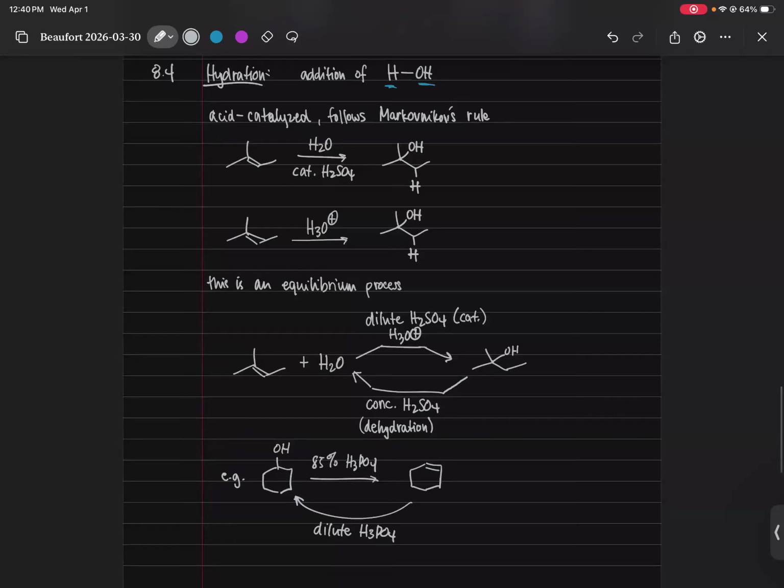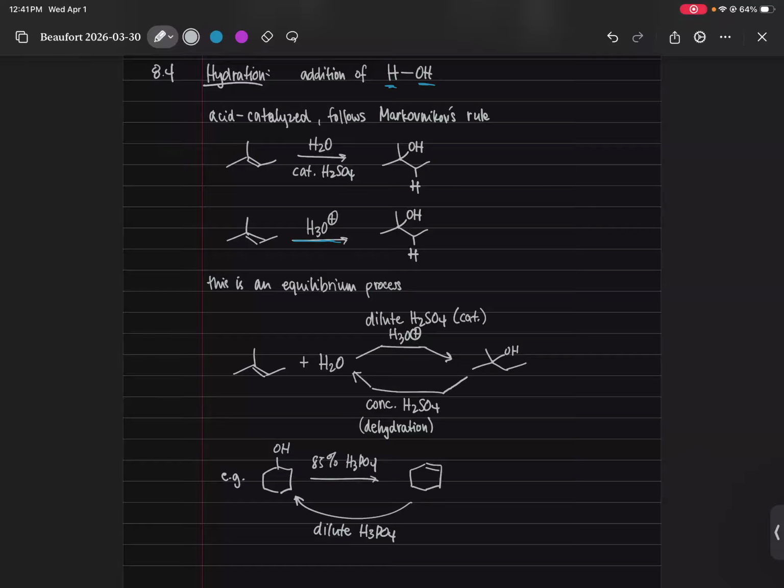Then hydration, instead of HBr or HCl, it's HOH, just water. And the first set of reagents involves either using water with catalytic sulfuric acid, or you can write it as H3O plus, which is really the same thing. Okay, that's Markovnikov hydration. So the OH goes on the more substituted carbon.